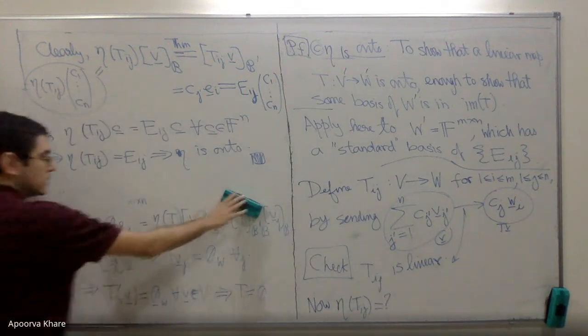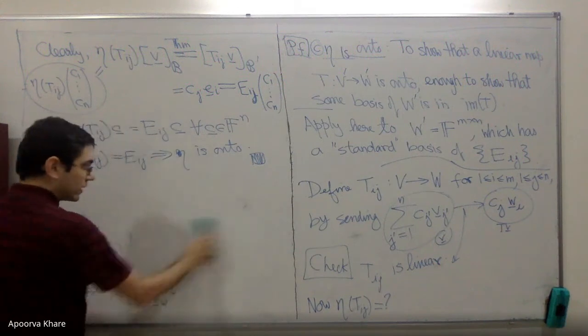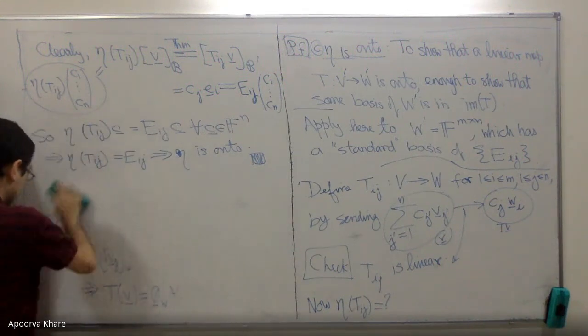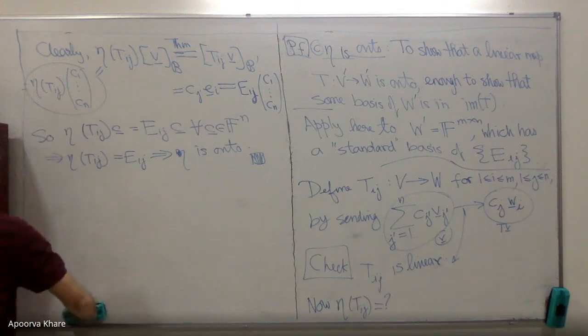So the idea is very simple. To prove that a linear map is onto, prove that the basis of the vector space, which is the codomain, belongs to the image of this map. And that's what we did.